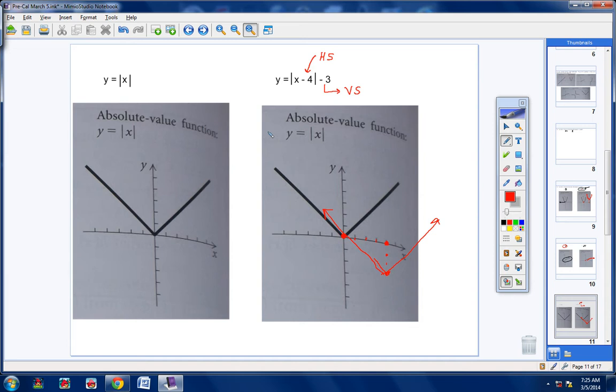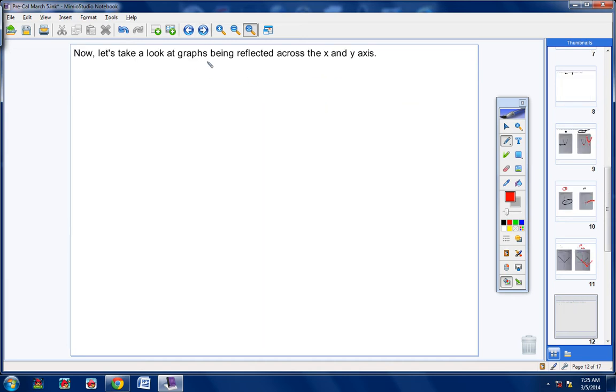Matthew and Caleb, when it comes to vertical and horizontal shifts, you're either having a number being added or subtracted directly to the x, or a number being added or subtracted to the end of the function, and that's what shifts the graph horizontally and vertically. Not too bad. Okay, now let's take a look at graphs being reflected across the x and the y-axis.